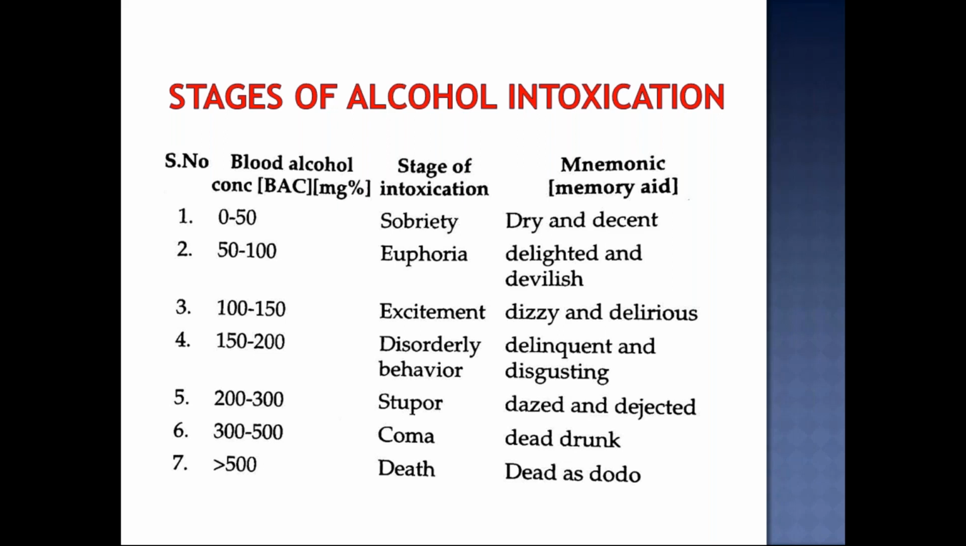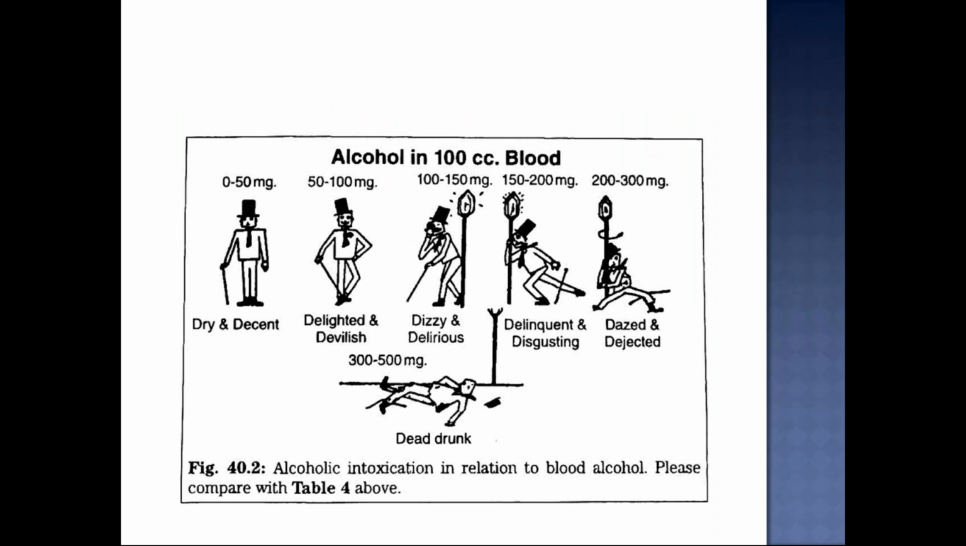If it is 300 to 500, he will be in coma. He is dead drunk. And if it is greater than 500, he will be dead. And we call it as dead as a dodo. Dodo means it is a bird, dead as a dodo. So these are some of the picturized ways of saying.